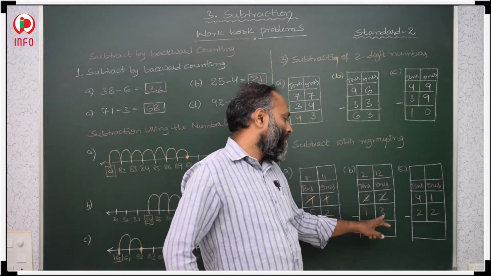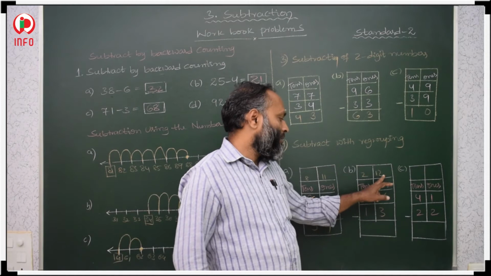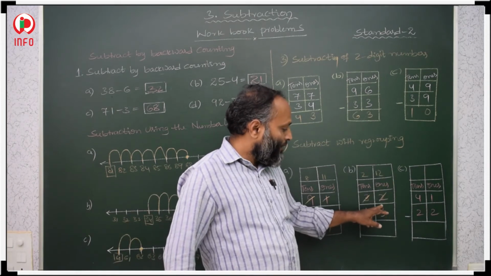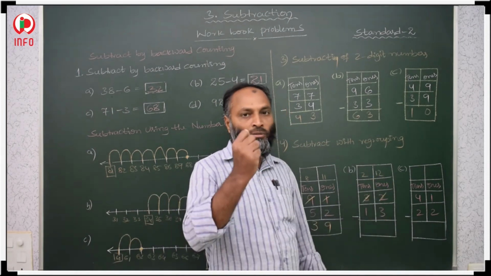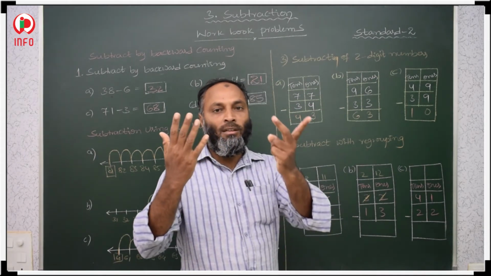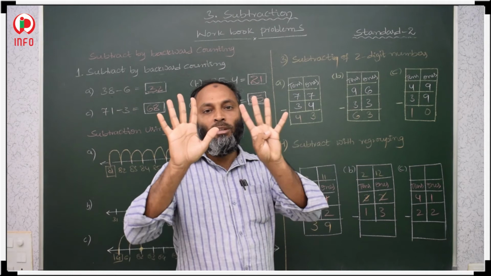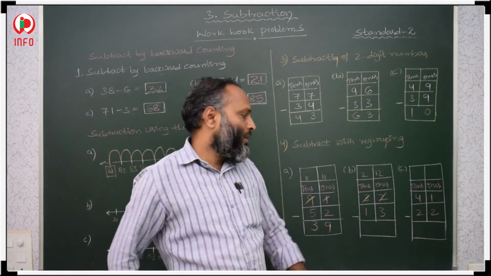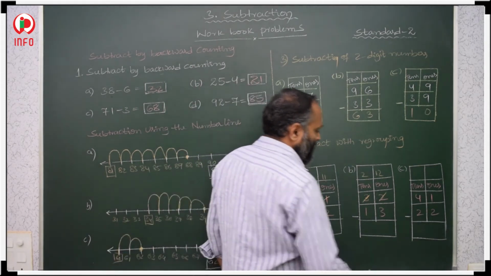Then 12 minus 3. How much is 12 minus 3? Here 3 is there. So we count from 4 to 12: 4, 5, 6, 7, 8, 9, 10, 11, 12. Total how much? 9. It means 12 minus 3 is 9.